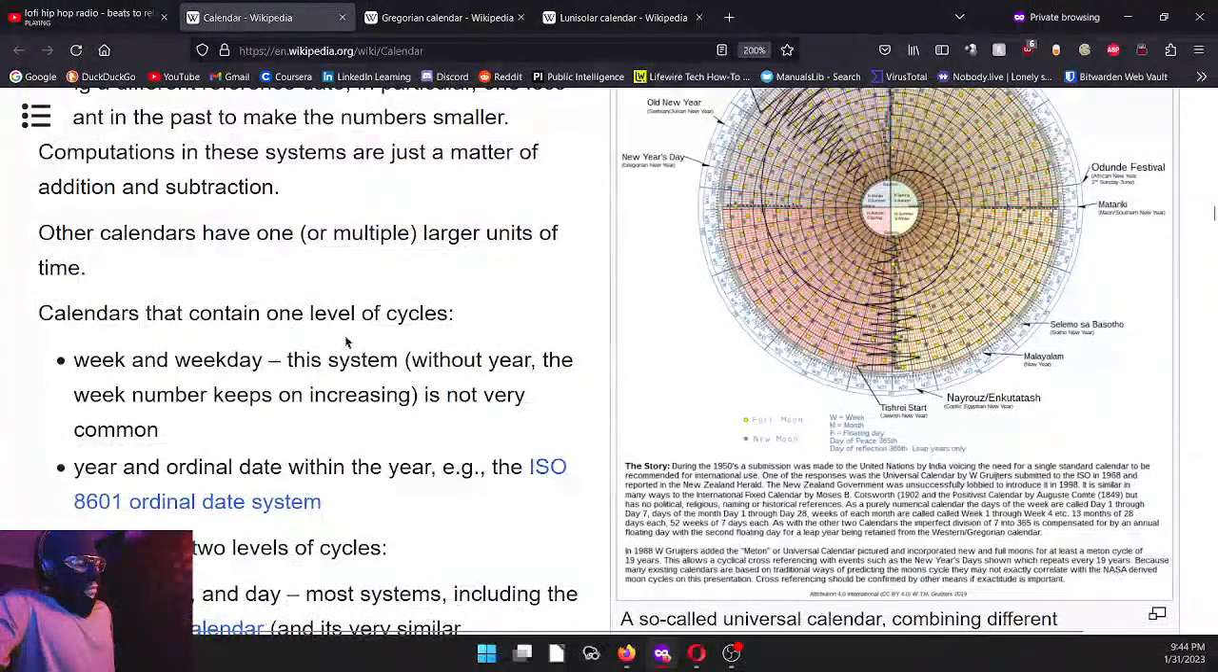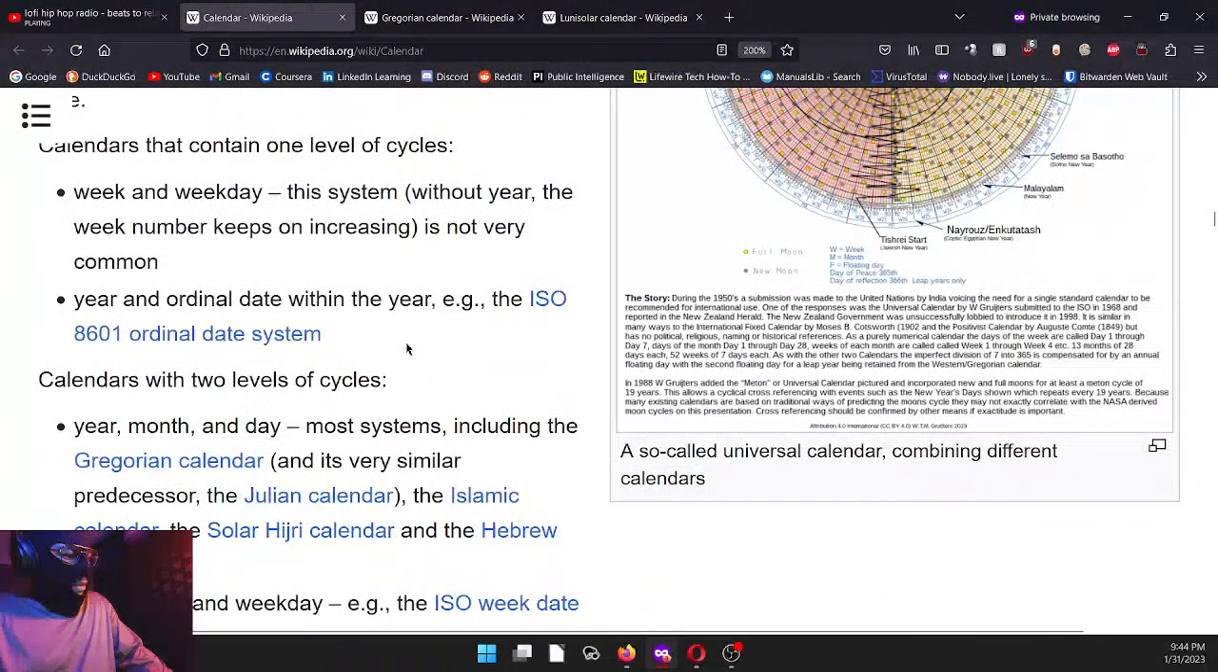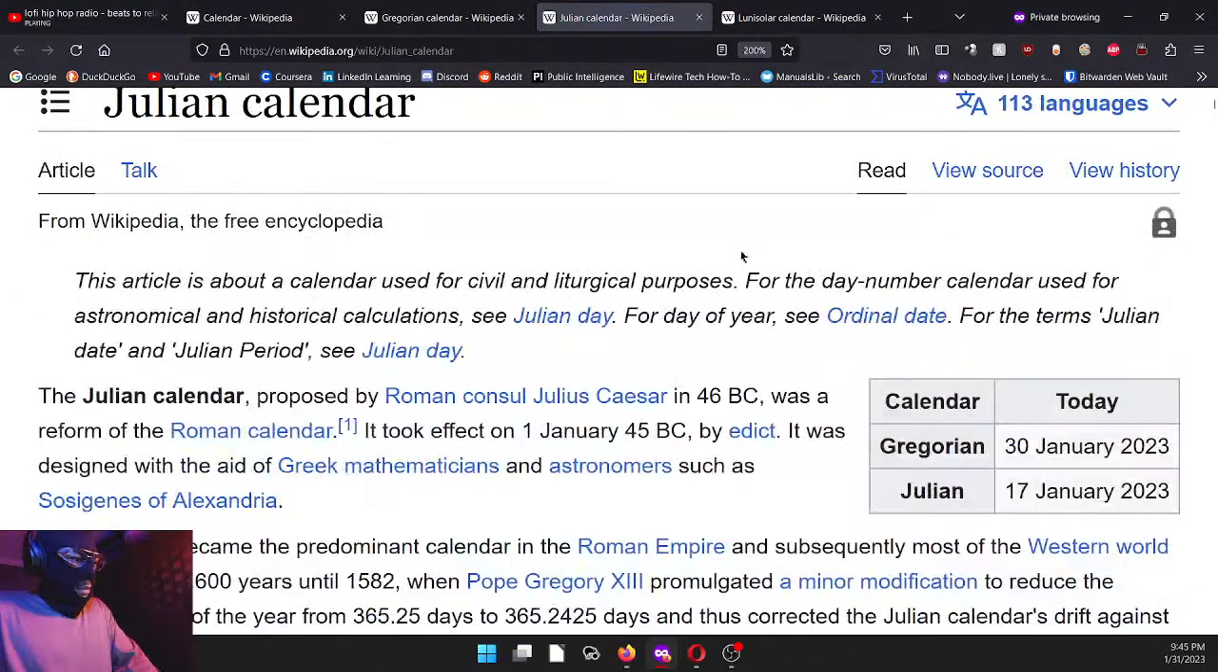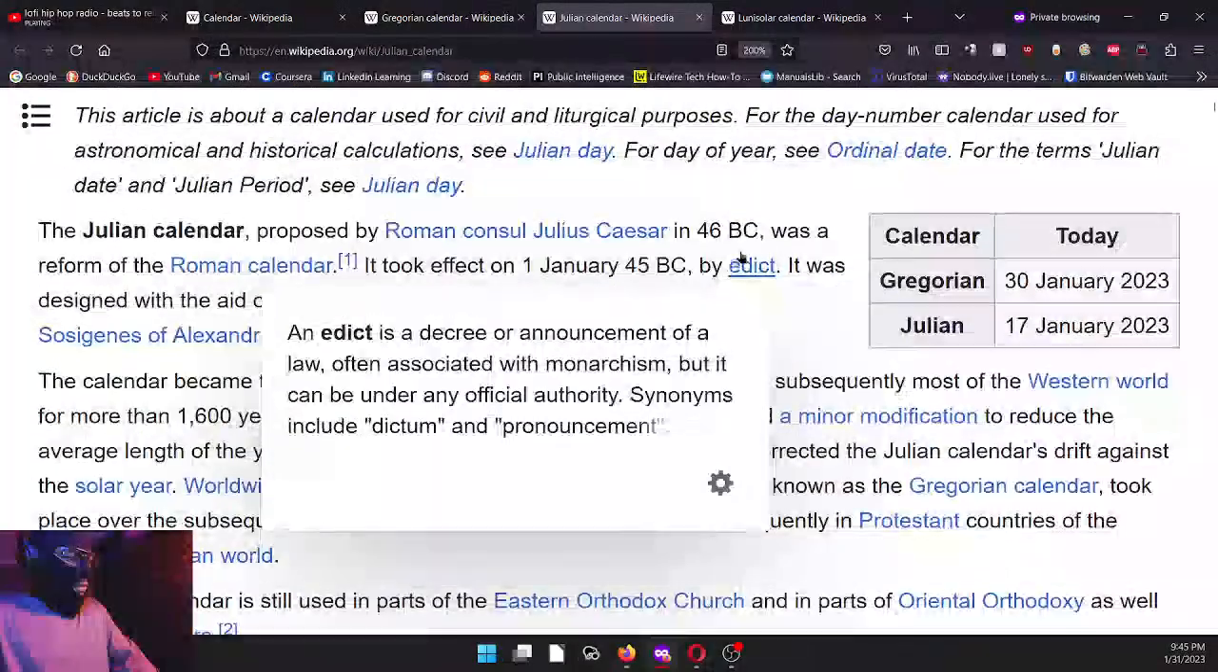Calendars contain one level of cycles, week and weekday, the system, the year, and ordinal date within the year, and calendars with two levels of cycles, year, month, and day. Most systems, including the Gregorian calendar and its very similar predecessor, the Julian calendar, the Islamic calendar, the solar Hijri calendar, and the Hebrew calendar. Actually, I'll put this: the Julian calendar, proposed by Romans. Okay, follows all this and such.